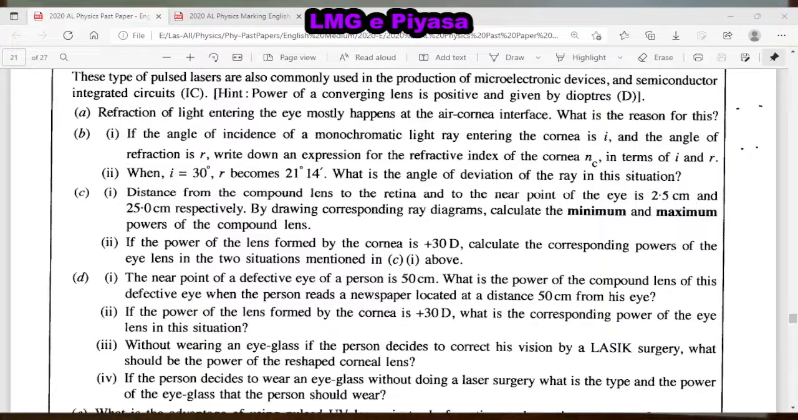Part D1. The near point of a defective eye of a person is 50 centimeters. What is the power of the compound lens of this defective eye when the person reads a newspaper located at a distance of 50 centimeters from his eye?